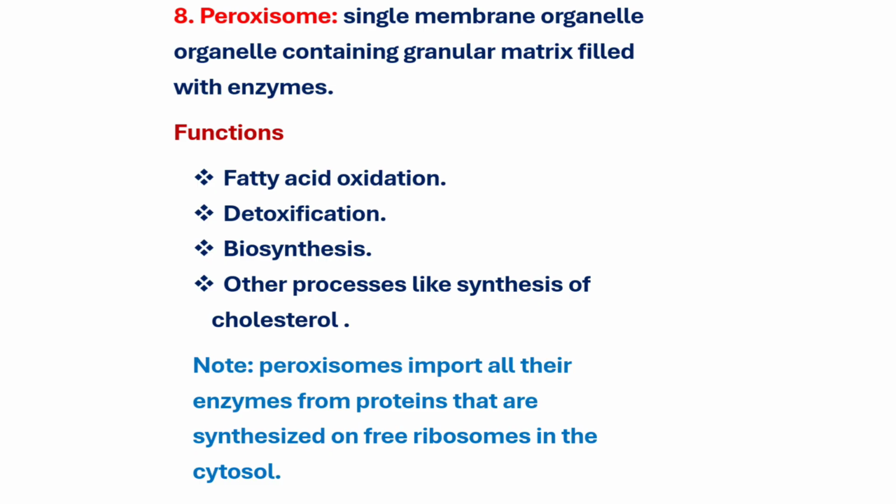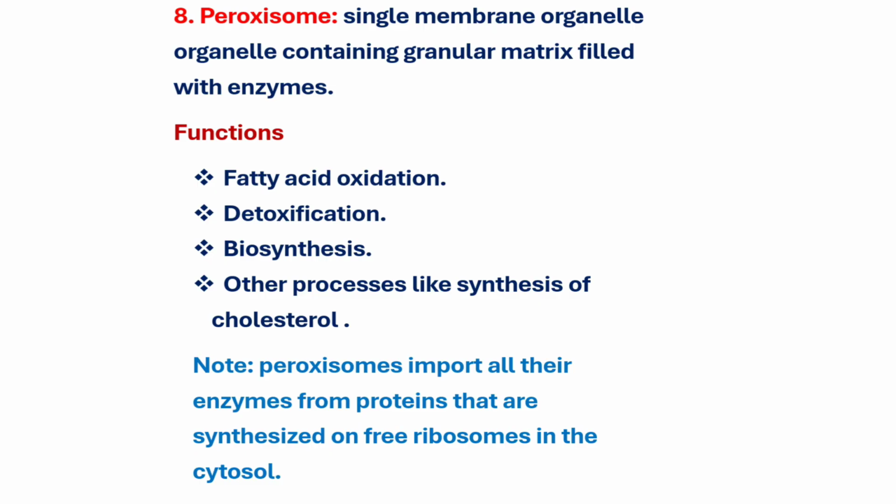Functions. Fatty acid oxidation. Peroxisomes break down fatty acids for metabolic energy. Detoxification. Their matrix contains catalase enzyme that catalyzes the breakdown of toxic hydrogen peroxide produced during oxidation reactions into water and oxygen. Biosynthesis. Peroxisomes are involved in the synthesis of specialized phospholipids, such as those needed for nerve cell myelination. Other processes, like synthesis of cholesterol. They play a big role in the synthesis of cholesterol and bile acids, and in photorespiration in plants.